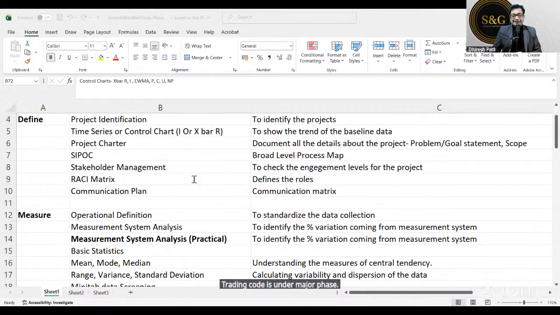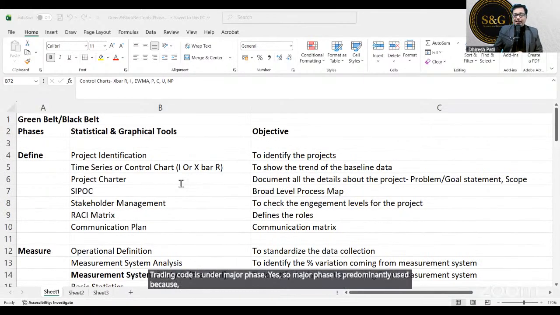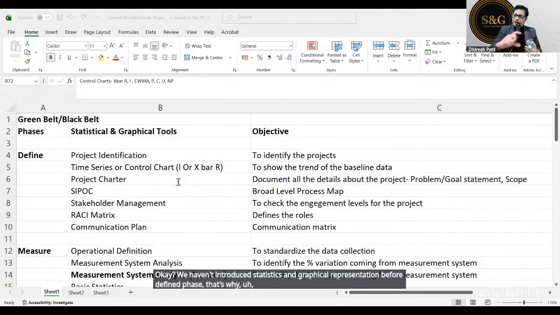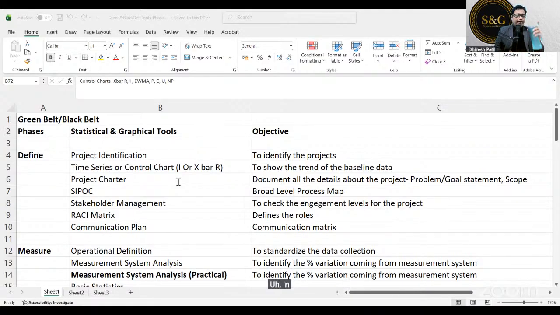Yes, so measure phase is predominantly used because in the define phase we have kept it very simple. We haven't introduced statistics and graphical representation before define phase. That's why it is there. But you can use it in the define phase as well.